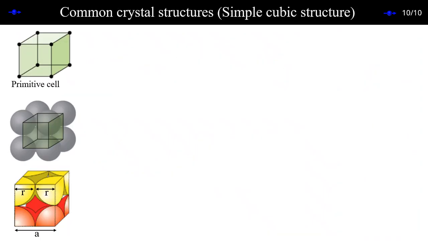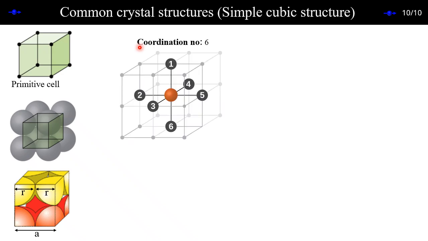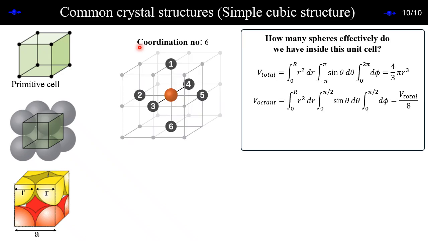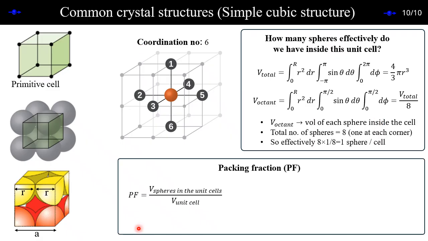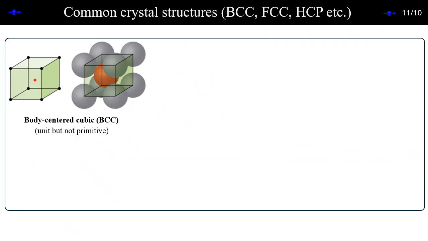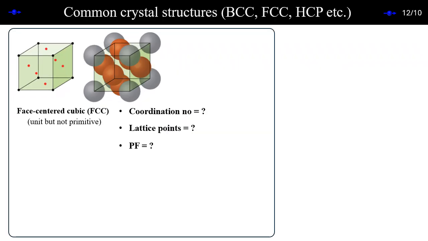We also took some common examples like the simple cubic structure. We figured out the coordination number, the lattice points, and the packing fraction, which is the ratio between the volume of the spheres occupied within the cube and the volume of the cube. Then we moved on to the BCC crystal, body centered, and did the same thing. We also extended this to FCC. I mentioned that these are very common types of materials.